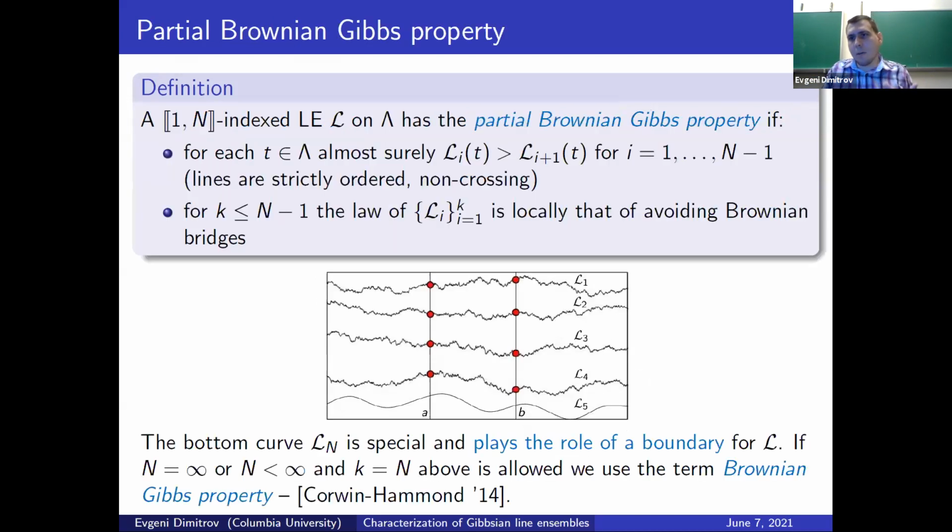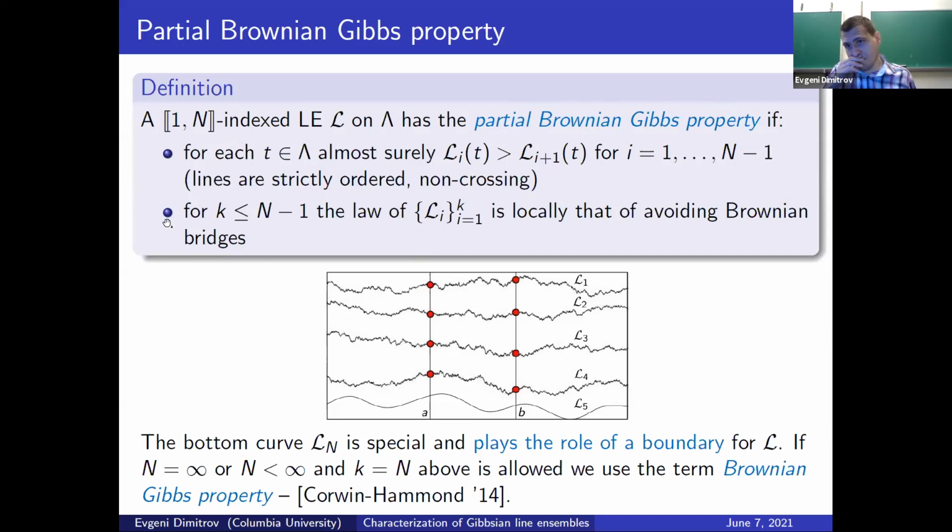Line ensembles come with many different types of Gibbs properties, and I'll formulate one of the simpler ones, which is called the partial Brownian Gibbs property. We say that the line ensemble has this property if it satisfies two conditions. The first condition is very simple: you want the curves in your ensemble to be strictly ordered, so that the first curve L_1 is always strictly above L_2, which is strictly above L_3, and so on. If you draw them like here in the picture, they have to have this type of ordering.